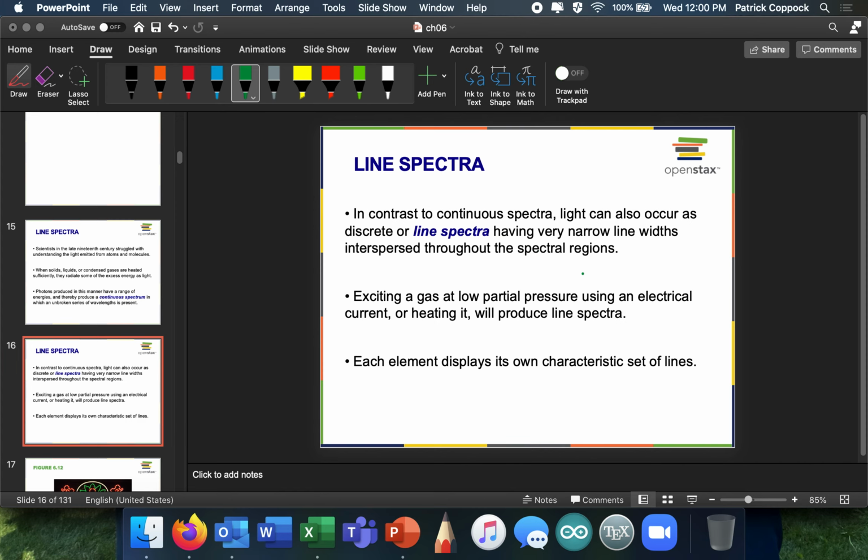Now, in contrast to continuous spectra, light can also occur as discrete or line spectra, having very narrow line widths interspersed throughout the spectral regions. This is surely going to make no sense until we see a picture, okay? In other words, you're not going to have light of just any old color coming off of particular experiments, okay? So, for example, exciting a gas at low partial pressure using an electrical current, if the gas is not dense, right? Just a few more particles of gas in this.